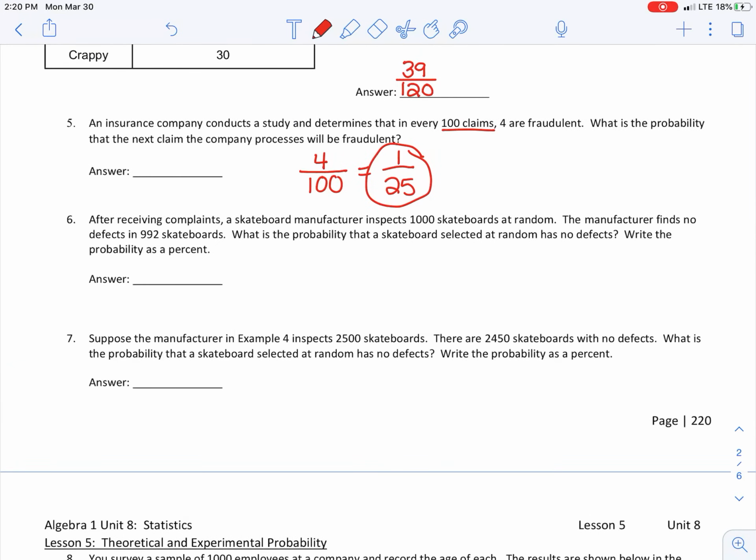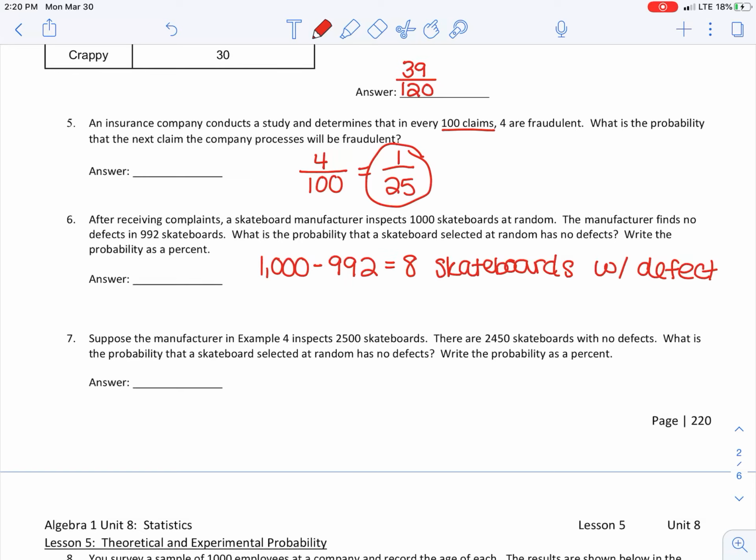Okay, let's look at number 6 and 7. It says, after receiving complaints, the skateboard manufacturer inspects 1,000 skateboards at random. The manufacturer finds no defects in 992 of those skateboards. So what that is telling us is if you take 1,000 minus 992, that means that 8 of these skateboards have a defect of some kind. So 8 skateboards with defect.